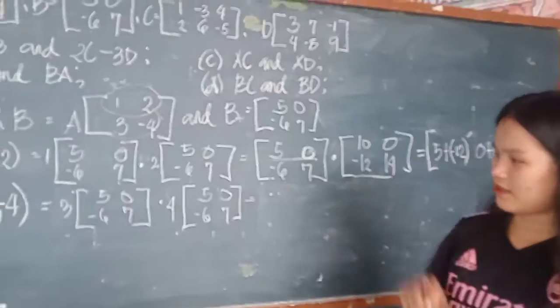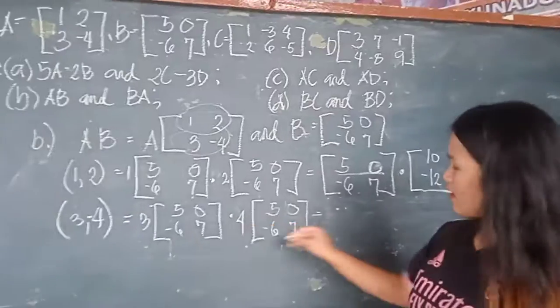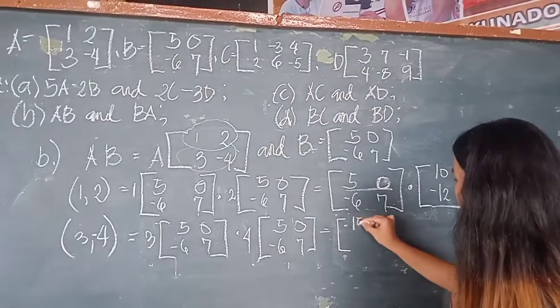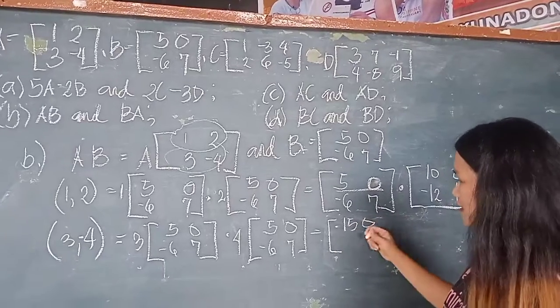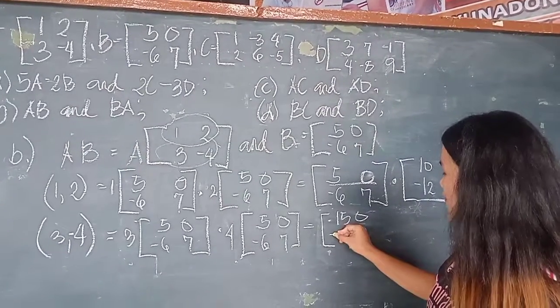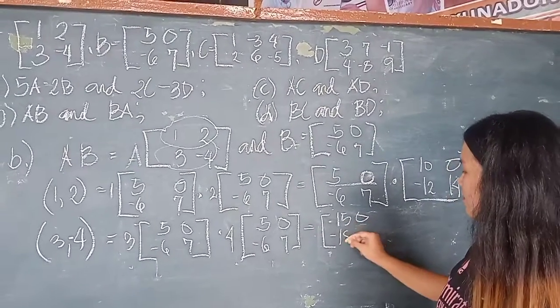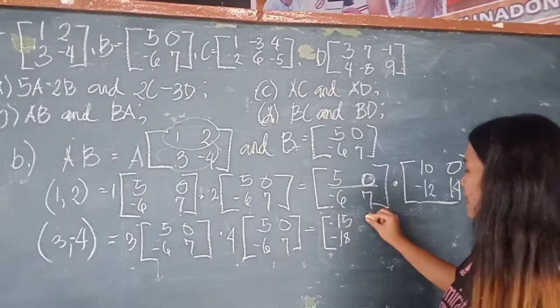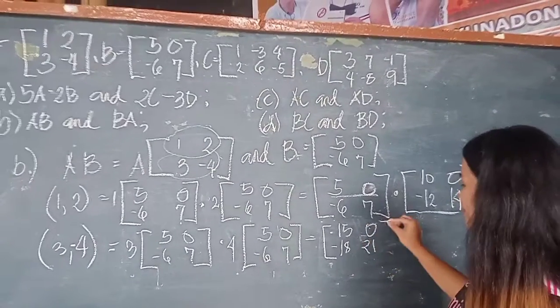And now, let's proceed to 3 and negative 4. So, we just multiply. 3 times 5 equals 15, 3 times 0 equals 0, and 3 times negative 6 equals negative 18, and 3 times 7 equals 21.